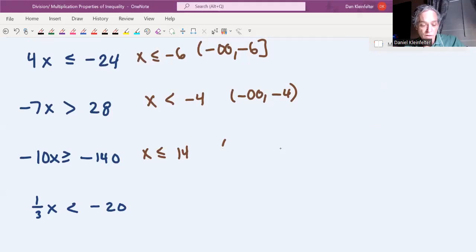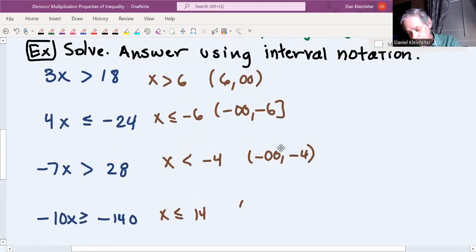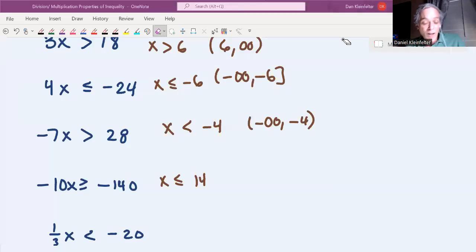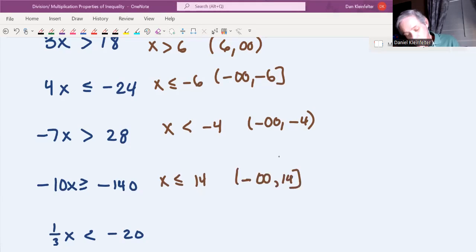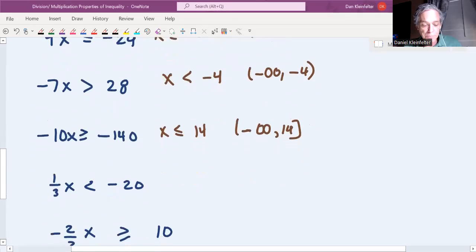Okay, negative infinity. Sorry, pen stopped. All right, sorry about that. So here x is less than or equal to 14. That will be negative infinity up to and including 14 for that.